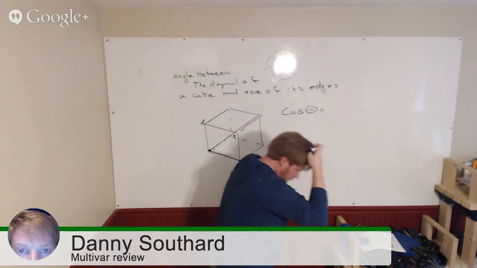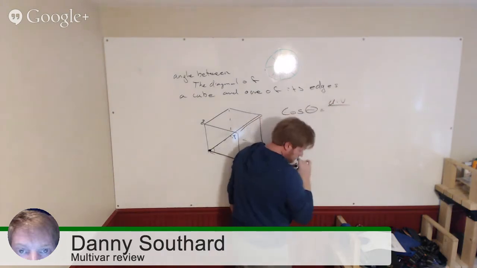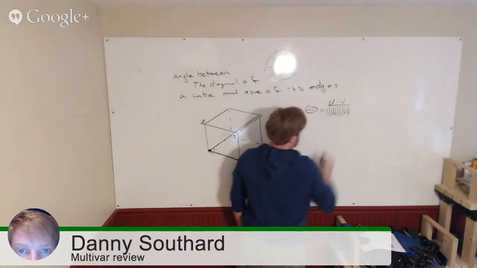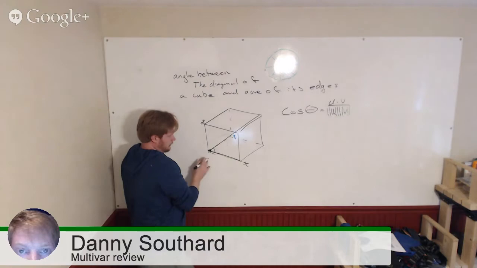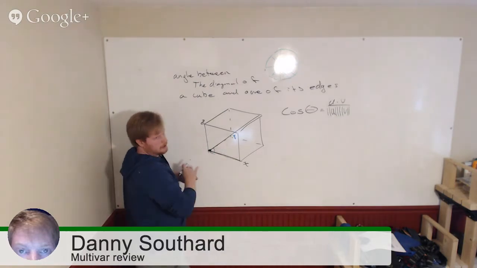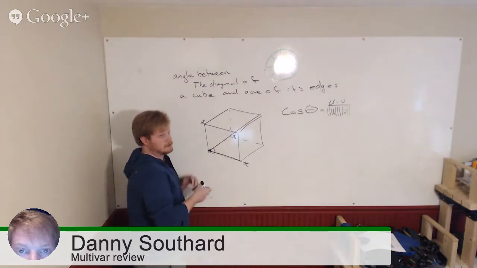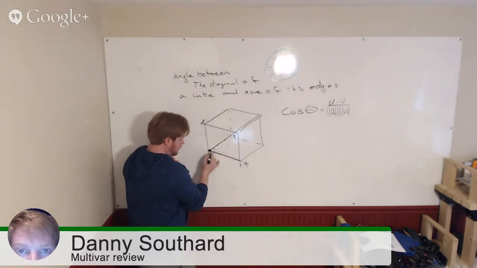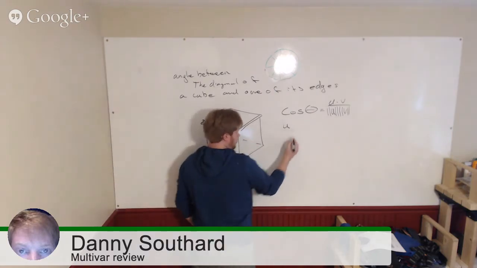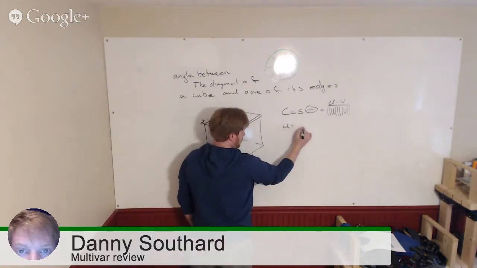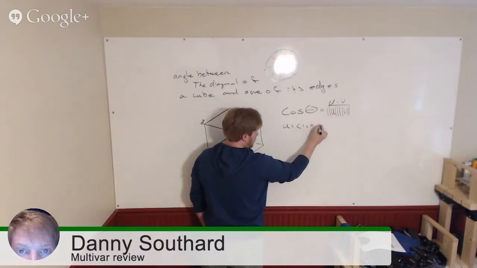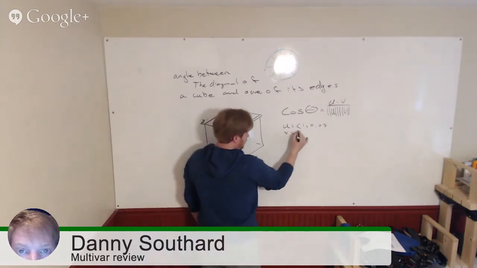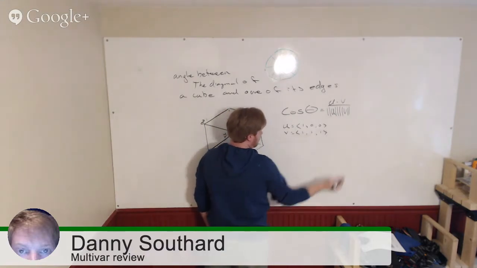Cosine of theta equals u dot v over the magnitude of u times the magnitude of v. Okay? So let's make this a simple cube. The angle's not going to change with respect to the size of the cube. So let's make it 1 by 1 by 1. Then the vector u will be 1, 0, 0. And the vector v will be 1, 1, 1. Righto?